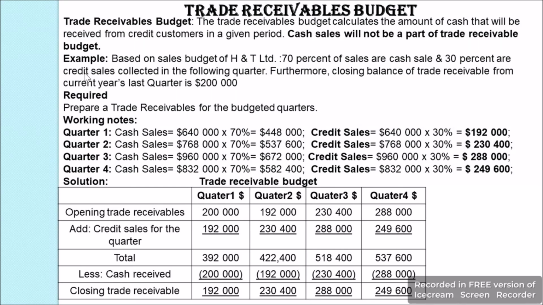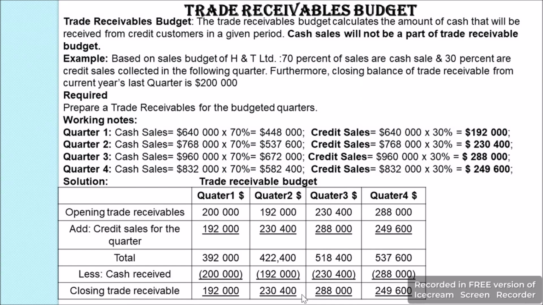Then we subtract the cash received. It is mentioned here the credit sales are collected in the following quarter. So the last quarter's current year's sale will be collected in the first budgeted quarter, that is $200,000 will be the cash received, and when we subtract this, we get the closing trade receivable as $192,000. This is the closing trade receivable, and this will be the opening trade receivable for the second quarter, and to this we add the credit sale, which is $230,400. We get the total as $422,400. Then the cash received, which are the previous quarter's credit sale, that is $192,000, will be subtracted.